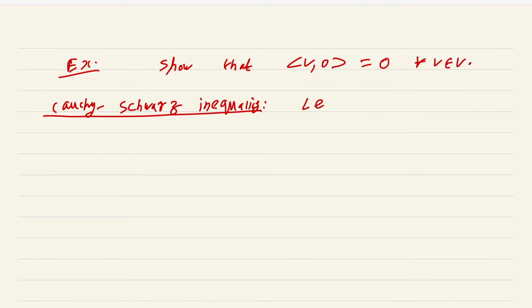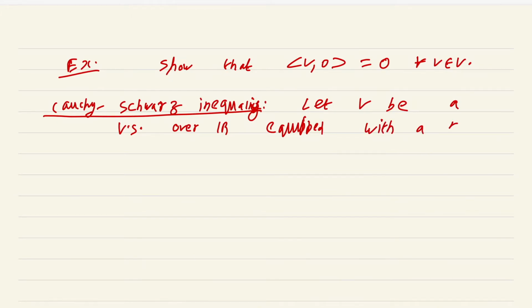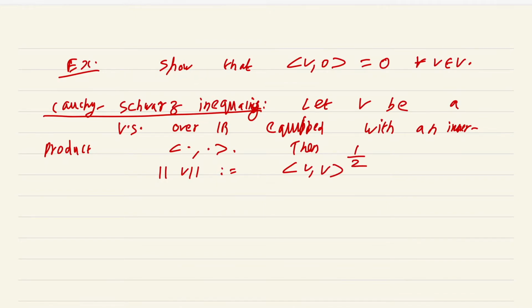Okay, let V be a vector space over R equipped with an inner product. Then norm V, which is by definition equal to the square root of the inner product of V with itself, is a norm on V. Of course, here by square root I mean the positive square root. Throughout I will always take only the positive square root.